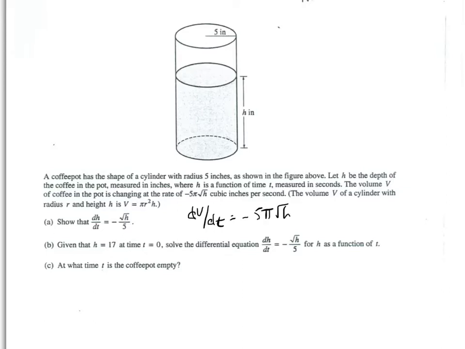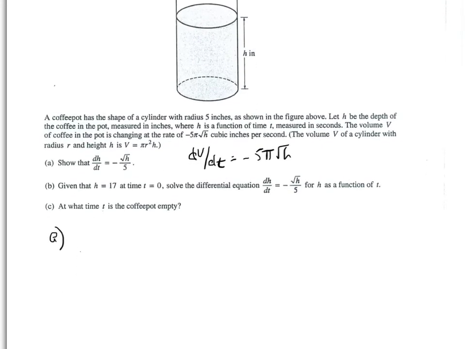And they were nice enough to give us the formula for volume. So for part A, we have to show that dh/dt is equal to negative radical h over 5. So let's see. We know that V equals pi r squared h, but we also know that r is constant at 5. So this is going to be 25 pi h. So now let's find dV/dt.